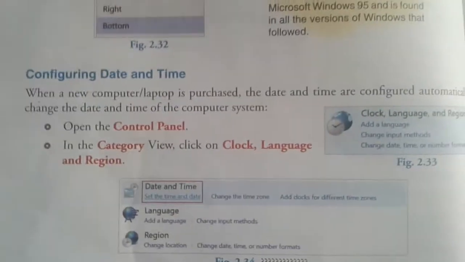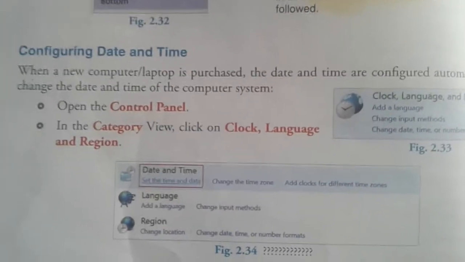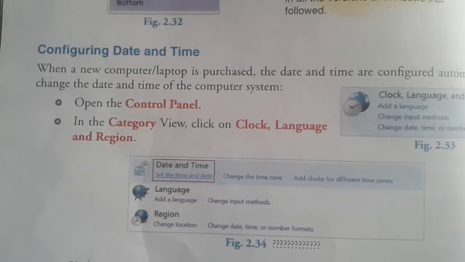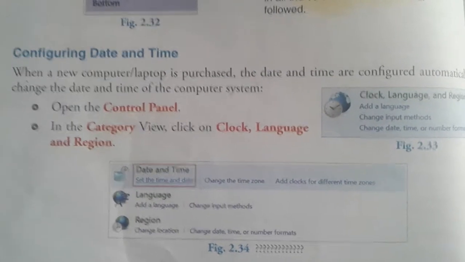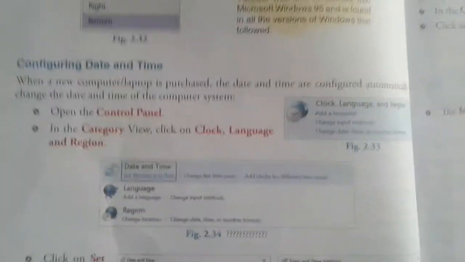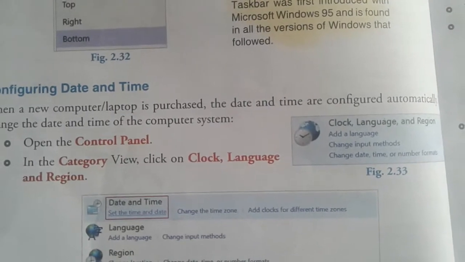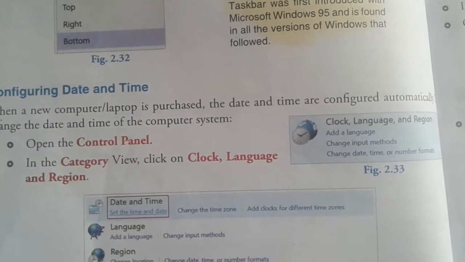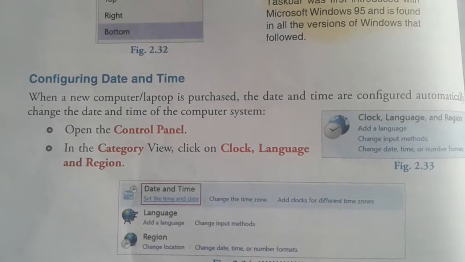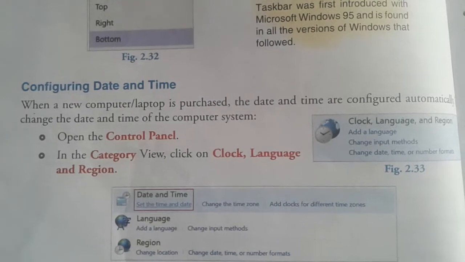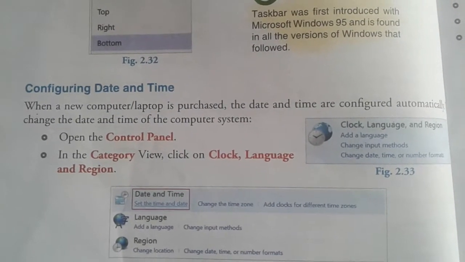Configure date and time. Configure date and time means if you want to make some changes to the date and time, you can do it yourself through the settings. It can also be done through the settings in the control panel, right? So all of you, let us read about this. Configure date and time means whenever we want to make changes to the date and time, we can do it through the control panel. When you purchase a new laptop or computer, the date and time are configured automatically.